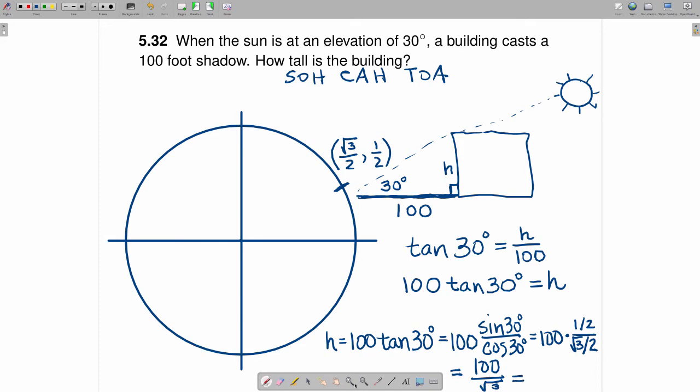So if you plug this into your calculator to calculate 100 divided by the square root of 3, at least to 3 decimal points, you get 57.7 feet. So 57.7 feet is the height of this building.